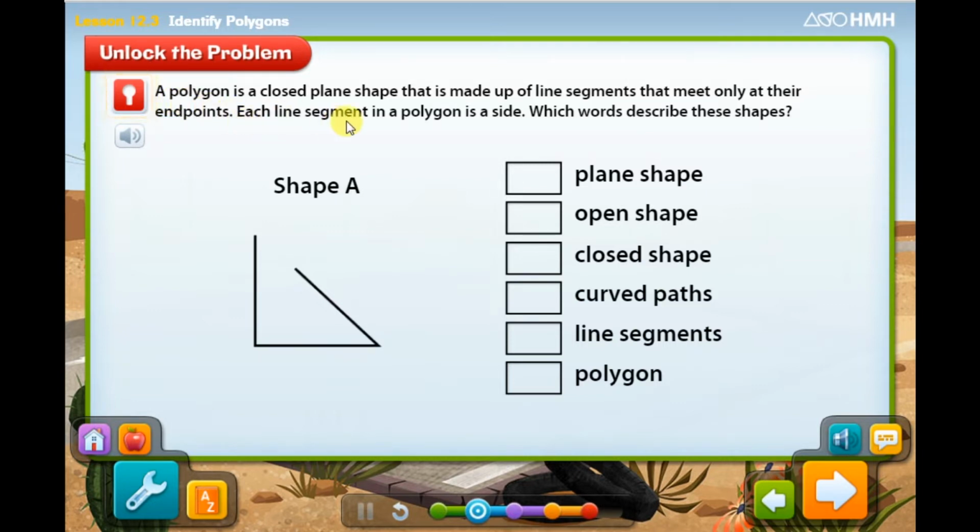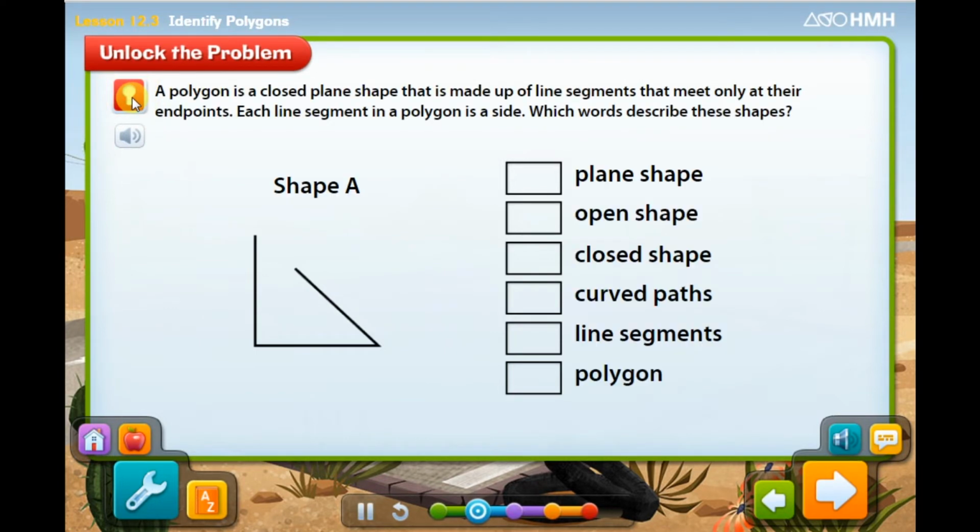Each line segment in a polygon, we call it a side. So each line segment, we call it a side. This is a side, and this is a side, and this is a side. So let's review it again. It should be closed. It should be a plane shape. It should consist of line segments, and each line segment, we call it a side. So let's move forward and unlock this problem.